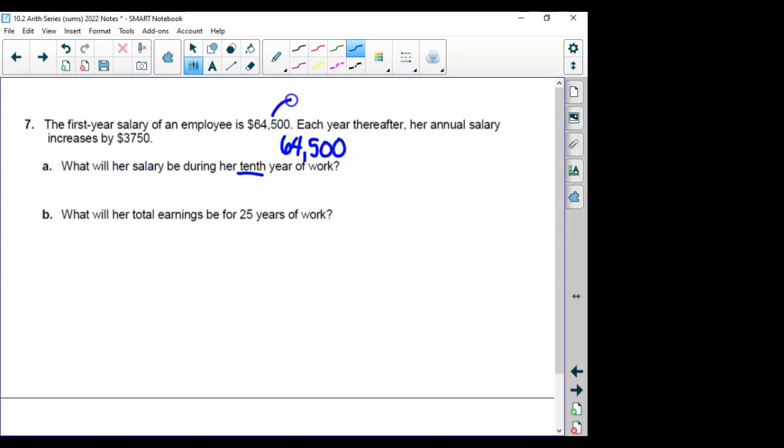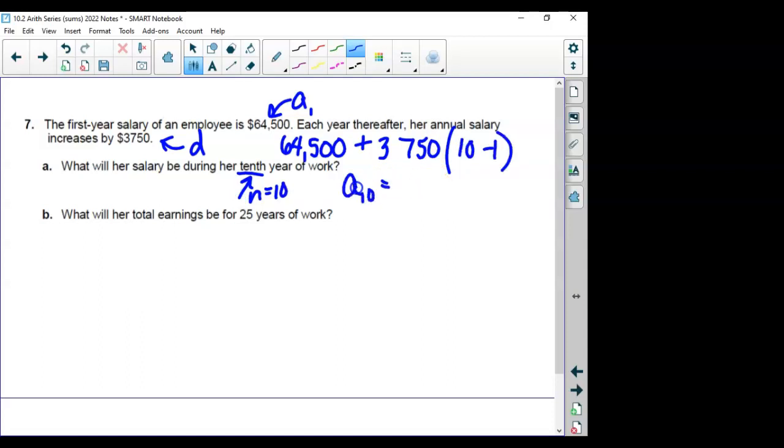64,500 is our term 1, plus the difference they gave us, and if we're looking for a sub 10, we would say 10 minus 1 or 9. Okay, I didn't write that very clearly, but 64,500 plus 3,750 times 9.